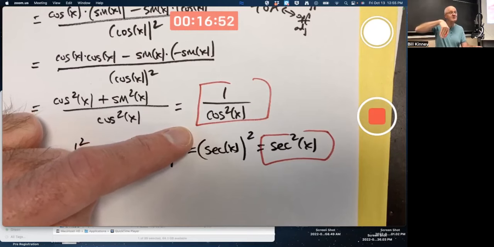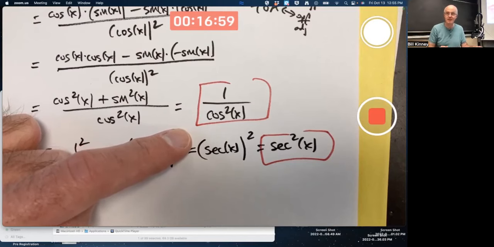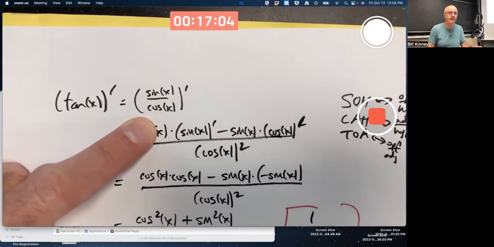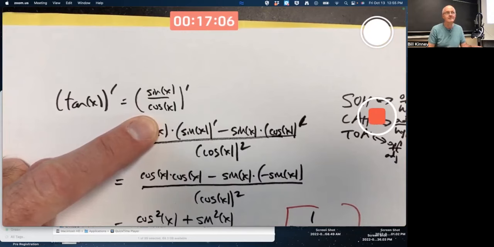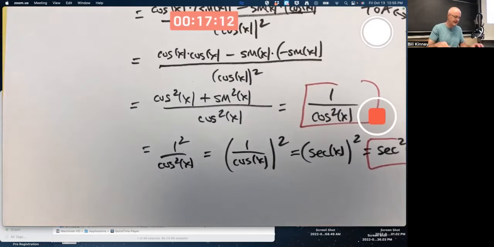Negative pi over 2, negative 3 pi over 2, negative 5 pi over 2, negative 7 pi over 2. Any odd multiple of pi over 2 is a place where this is undefined. It's also a place where tangent is undefined because you're dividing by cosine there. You might wonder, what do the graphs of these look like? Real quick sketch.